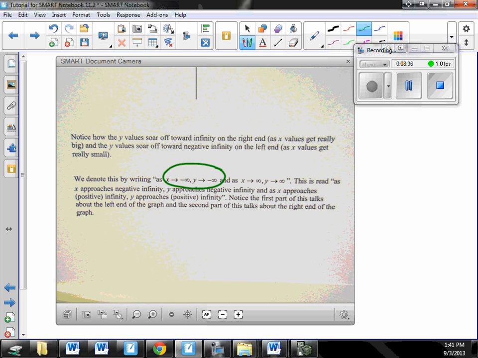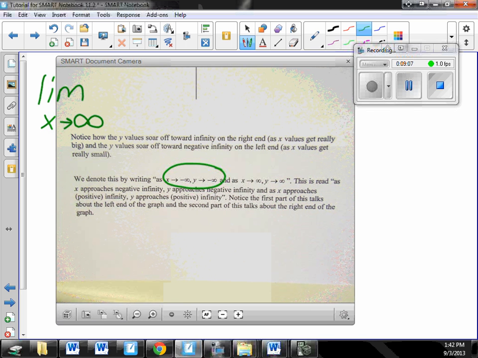Okay, let me show you how we're going to do this. We're going to use what is called limit notation, which is a really simple version. So we're going to say the limit, we abbreviate that LIM, the limit as x approaches infinity. That's what that means. Okay? The limit as x goes to infinity. Is that moving in the direction to the right or to the left? To the right.